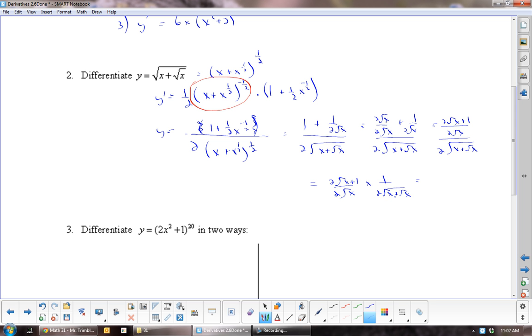Okay, so this would be 2 root x plus 1 all over 2 times 2 is 4 root x times x plus root x. Looks easy now, hey? So 2 root x times 2 is 4 root x, and then this just stayed here. A lot of root x's.